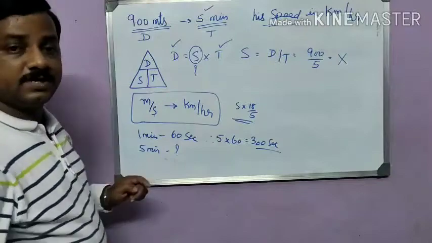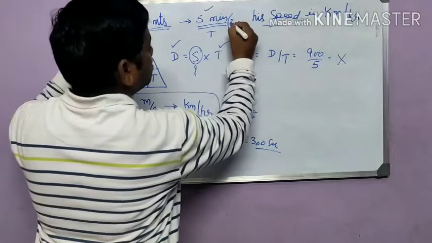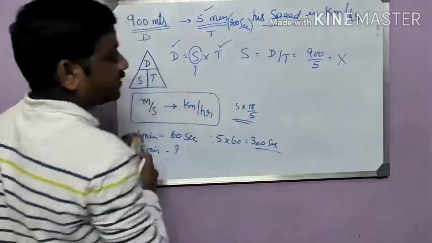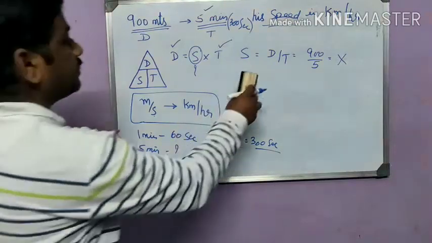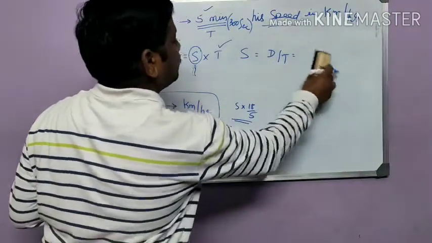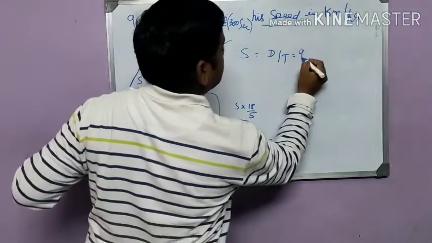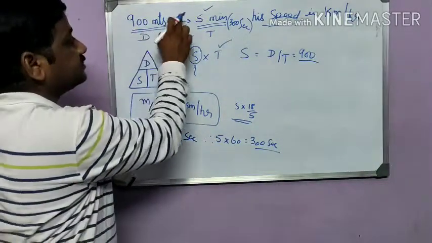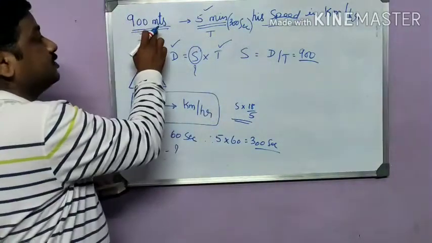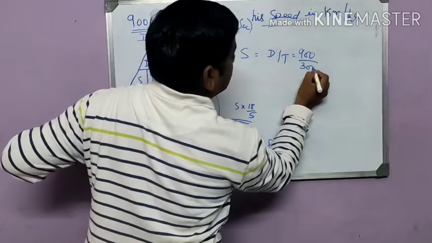So we can rewrite this like this: 5 minutes, or in brackets, 300 seconds. Now we have the time in seconds and the distance in meters, and you can apply this logic to find the speed, that is, distance by time. The distance is 900 and the time, you need to consider in seconds. If you are considering meters, the time should be in seconds. If you are considering kilometers, then the time should be in hours. I have converted that into seconds, so I will take it as 300.